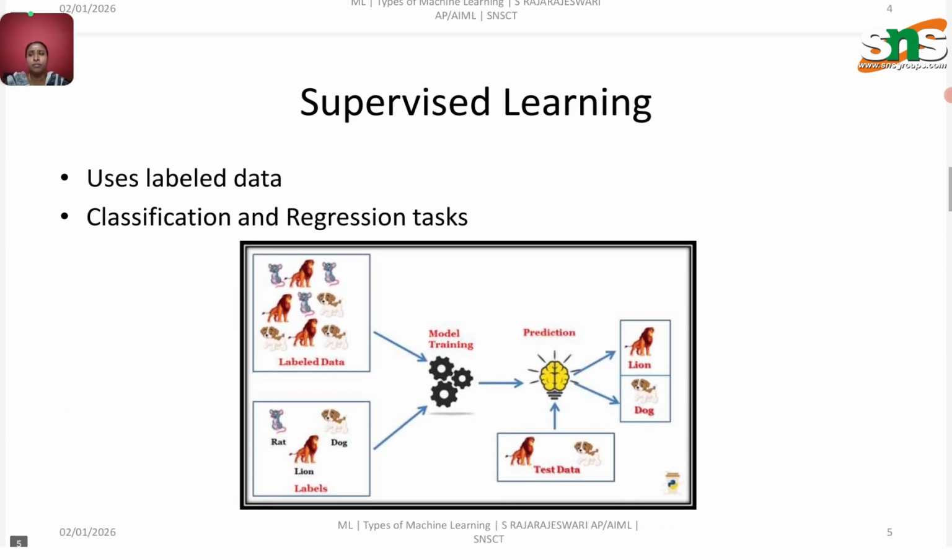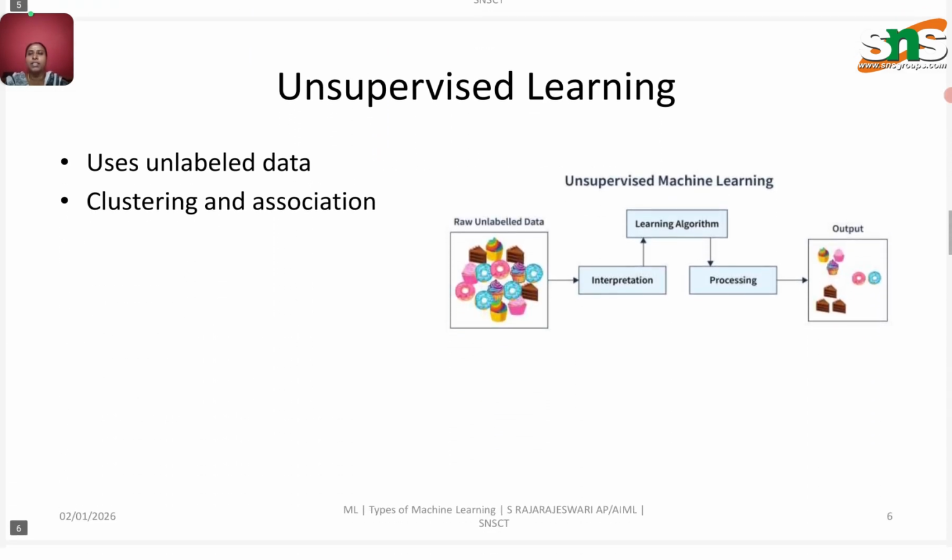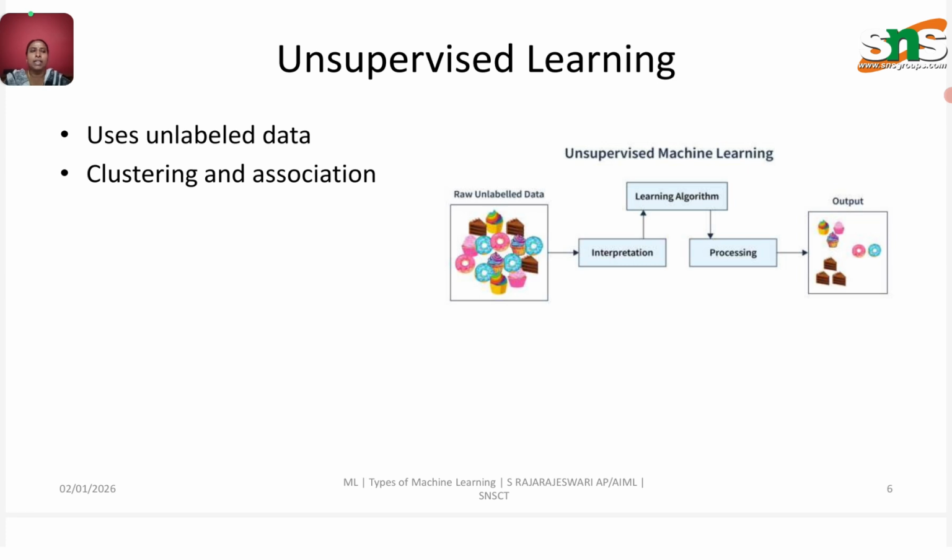Supervised learning has labeled data, and we have seen in the last class that it has classification and regression tasks. Unsupervised learning has unlabeled data, and it has clustering and association algorithms. These two types we have seen in the last class itself.